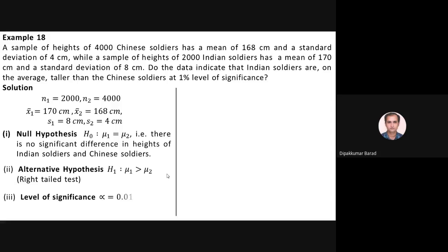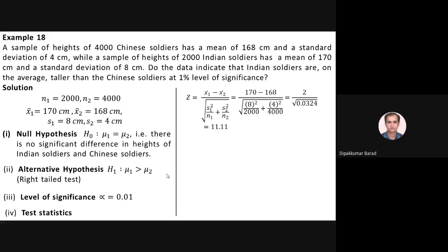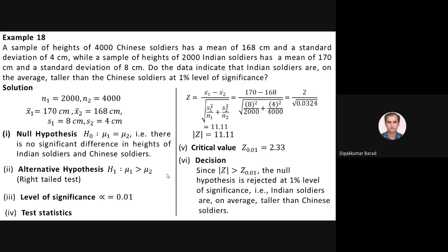Fine, good. Now level of significance 0.01. Test of, here the sample deviations are given. Okay, so we will use the sample ones. And Z I am getting is 11.11. Mod Z is also 11.11. Critical value at 0.01 is 2.33. Mod Z greater than critical value. So null hypothesis is rejected at one percent level of significance. It means alternative hypothesis is accepted. So we can say that the Indian soldiers are on average taller than Chinese soldiers. Okay.